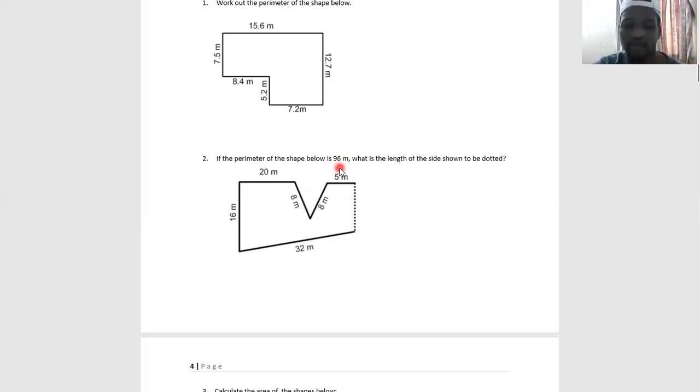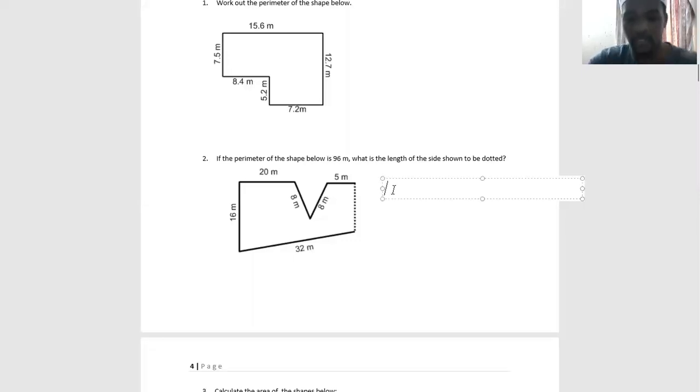Is the total sum. So the perimeter is 96, and they're asking what is the length of the side shown dotted. What they're asking us is to calculate the value of this dotted side. We are given all of these. So what you do in this case, guys, is pretty simple.